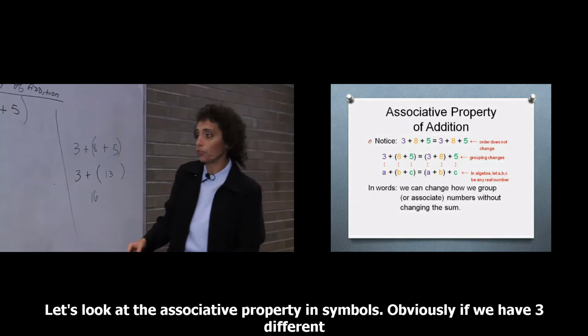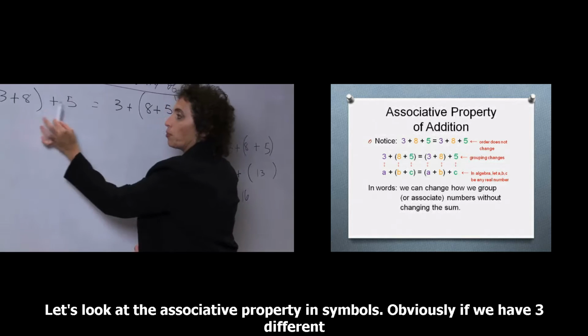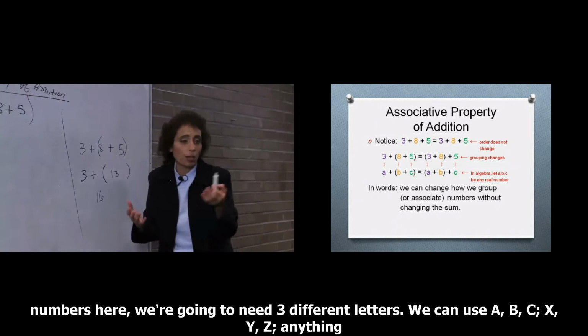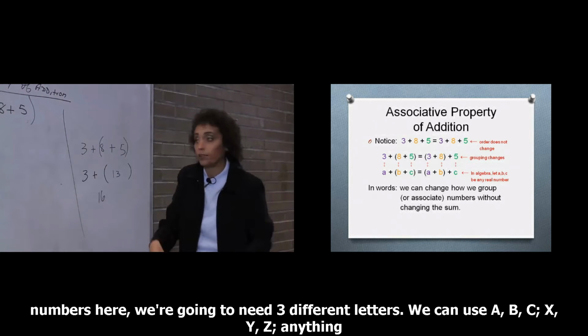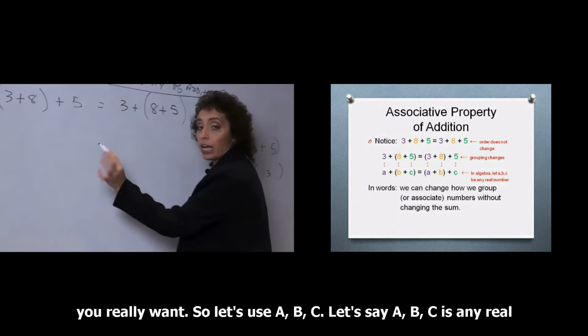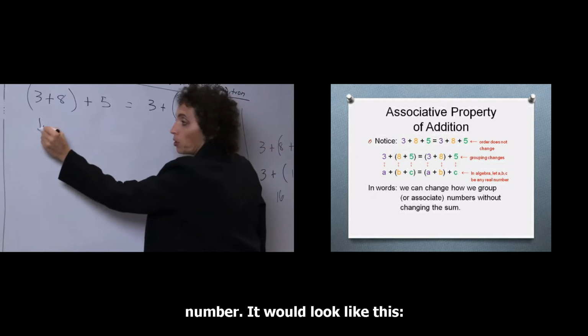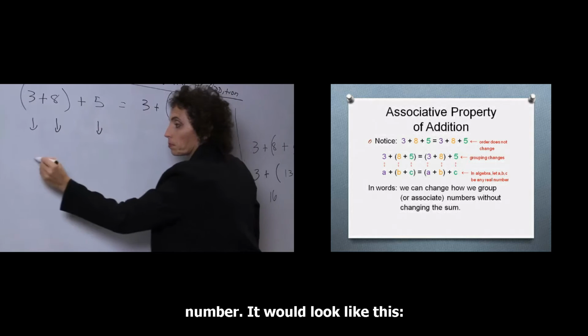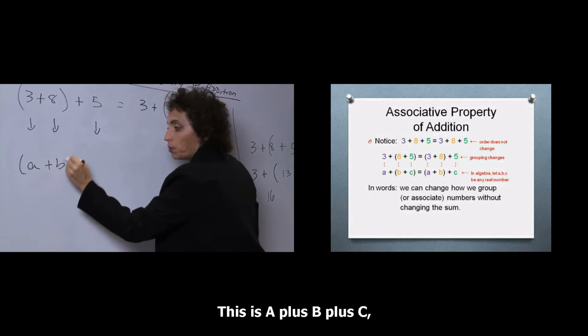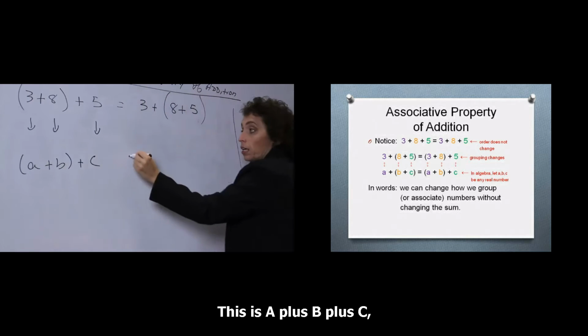Let's look at the associative property in symbols. Obviously, if we have 3 different numbers here, we're going to need 3 different letters. We can use ABC, XYZ, anything you really want. So let's use ABC. Let's say ABC is any real number. It would look like this. This is A plus B plus C.